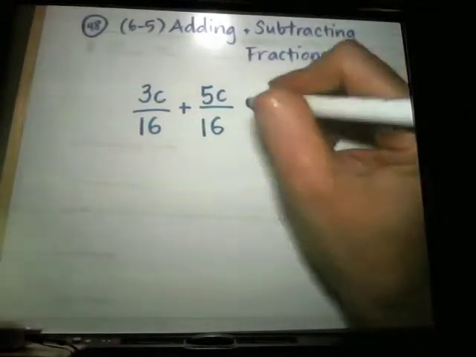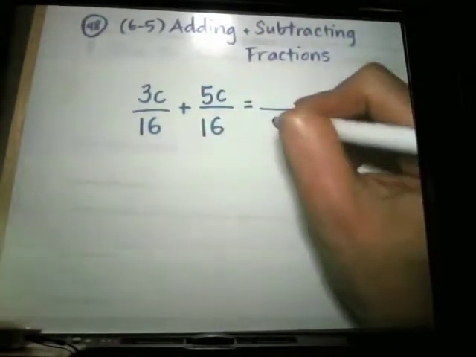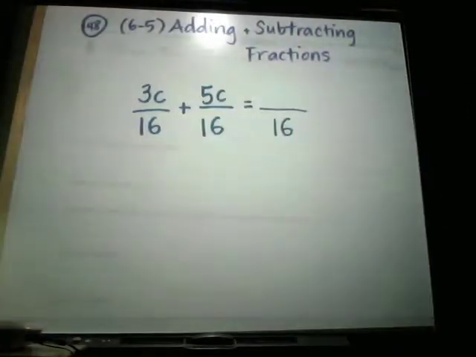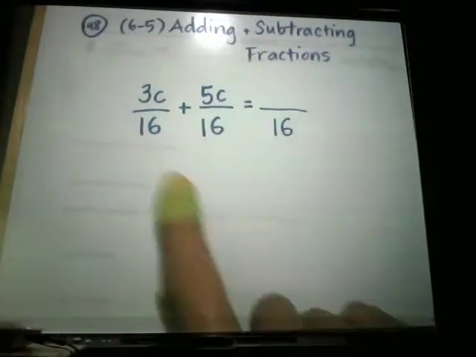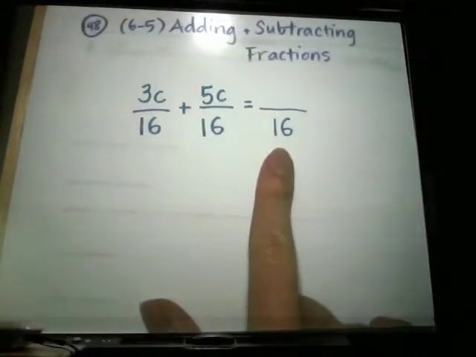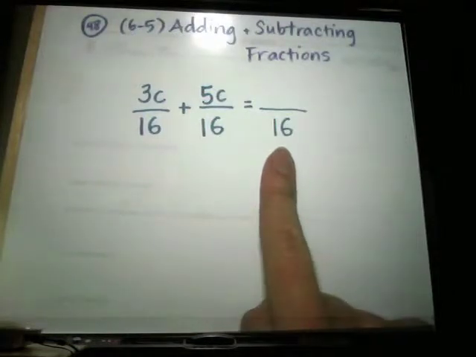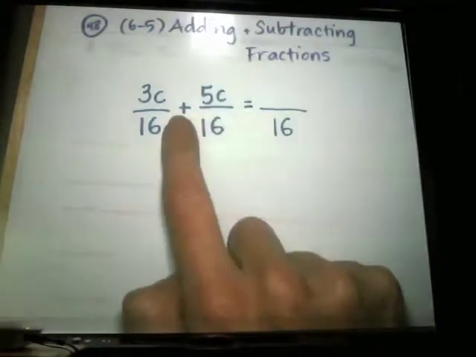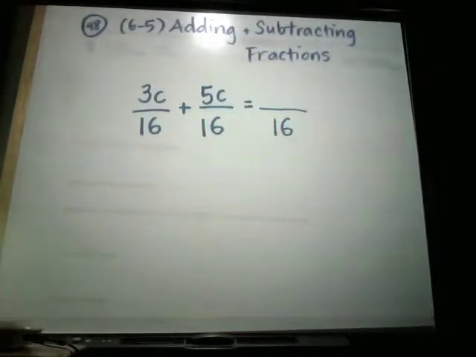If they already have a common denominator, remember that when we add and subtract, that denominator doesn't change. We're just counting how many 16ths do we have. So we keep our denominator the same, and we either add or subtract according to the sign of our numerators. So 3c plus 5c makes 8c.